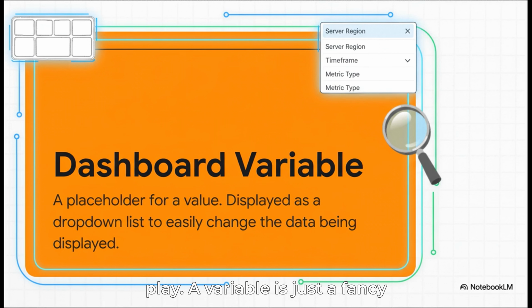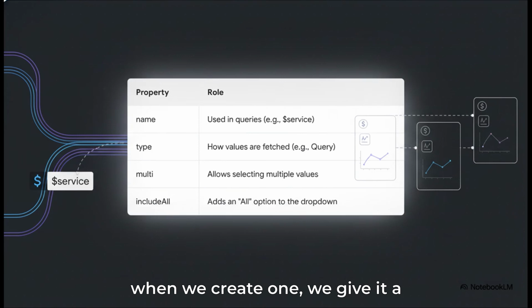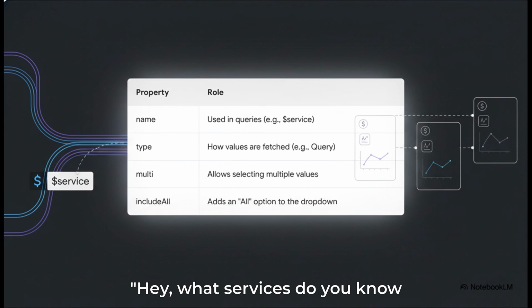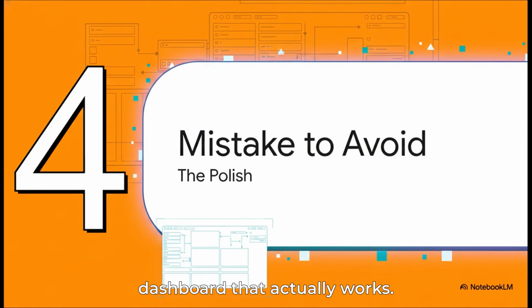A variable is just a fancy name for a placeholder. It gives us a slick little drop-down menu at the top of our dashboard, which lets anyone, and I mean anyone, change the data they're looking at without ever having to write a single line of code. So when we create one, we give it a few properties. Like a name, we'll use Audula service in our queries. We'll set it up to ask Prometheus, hey, what services do you know about? And it'll populate the dropdown for us. Then we just update our panels to use that Audula service variable. Just like that, all 3 of our panels are now controlled by that single dropdown. It's so cool.